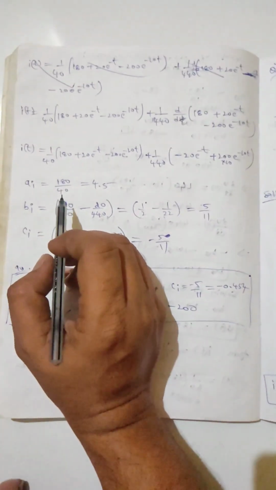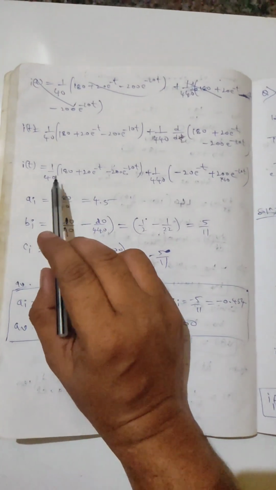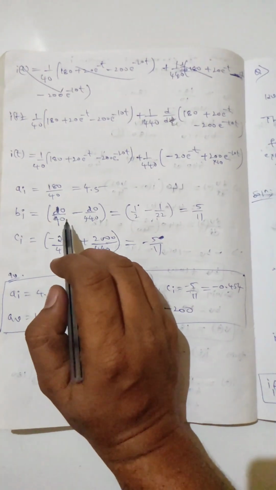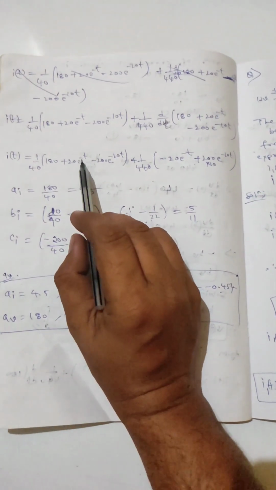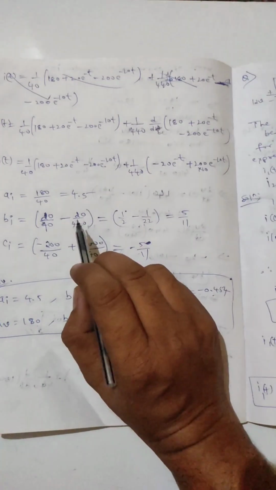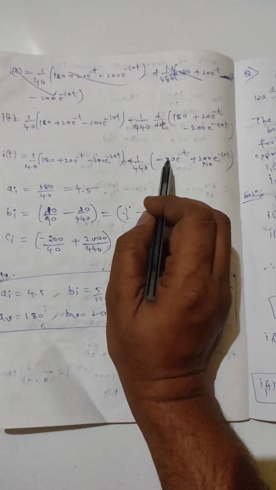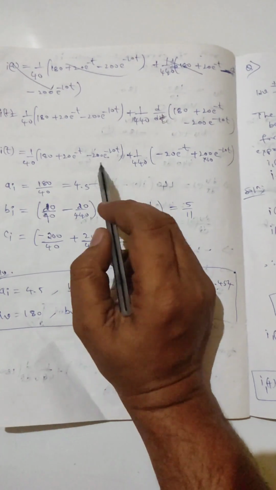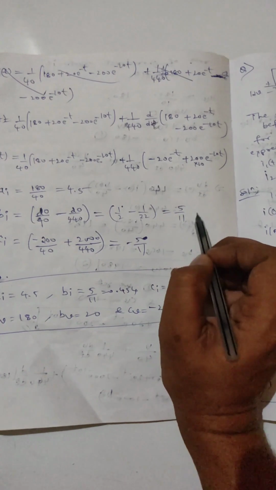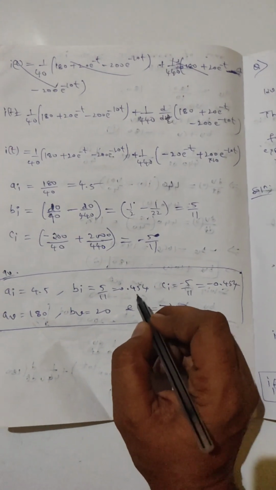Now the AI value: in the entire equation, you group all the constants. 180 by 40 is the only constant left out, that is 4.5. And BI is the coefficient of e power minus t, so you group all the e power minus t terms. Here 20 by 40 minus 20 by 440. By doing all that, we get the coefficient 5 by 11. So that value will be 0.454.